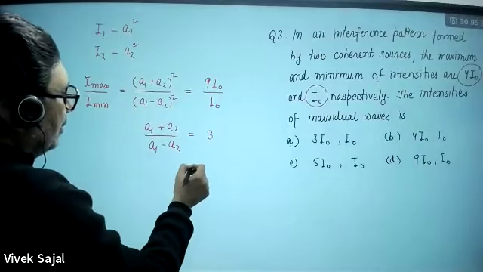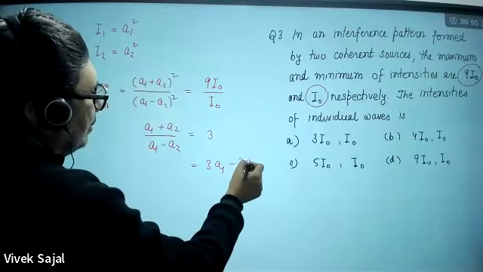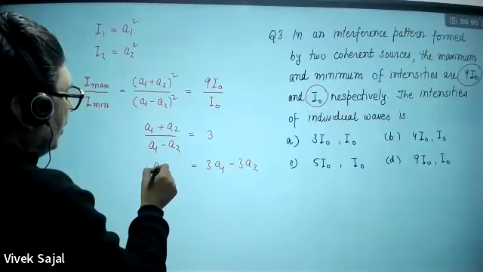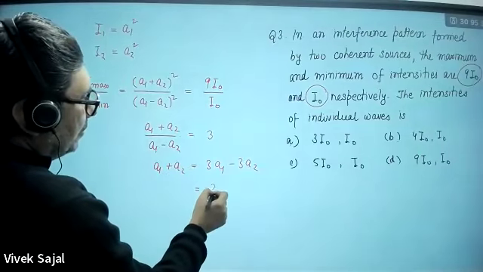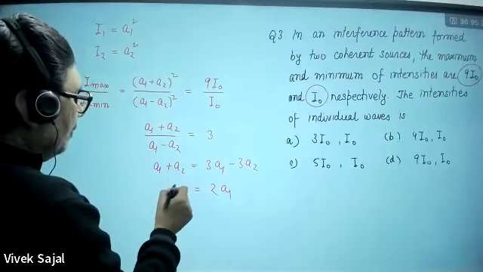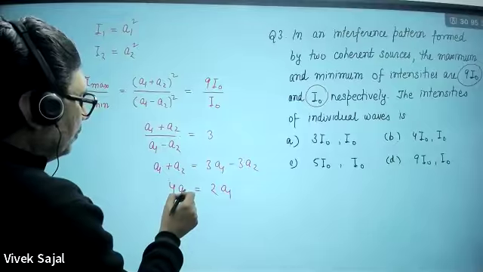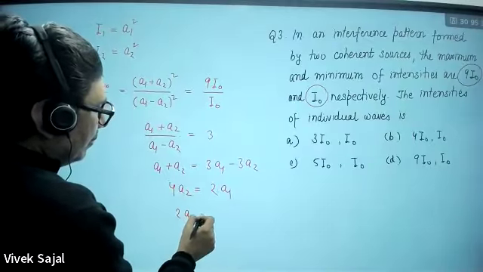So this will be 3 times A1 minus 3 times A2 equal to A1 plus A2. So this will be 2A1 on this side, and this will be 4 of A2. So 2A2 is equal to A1.